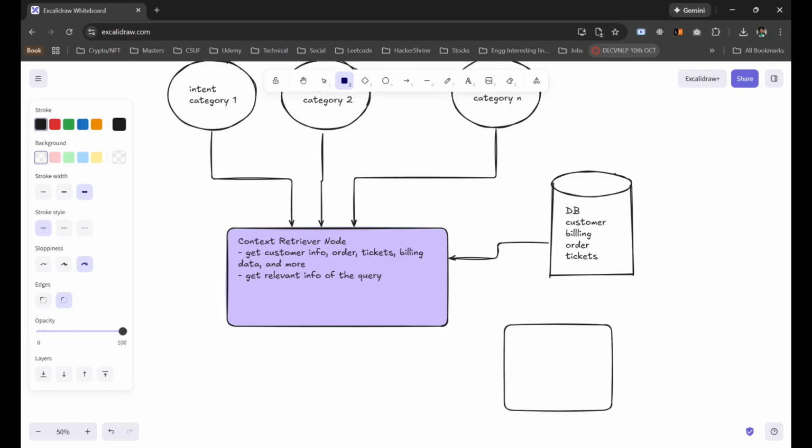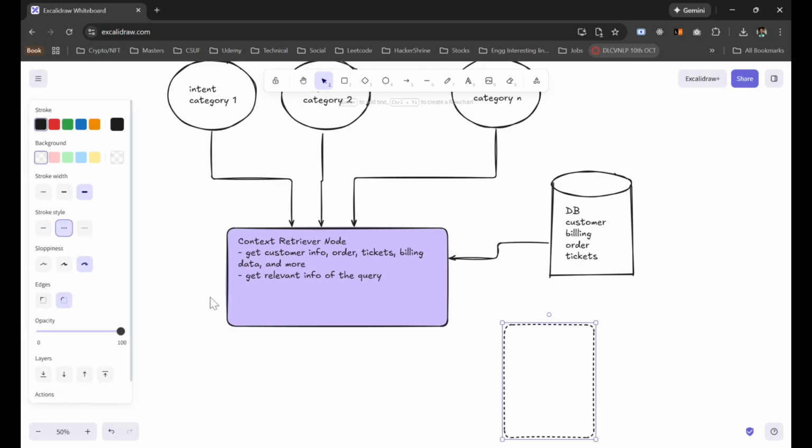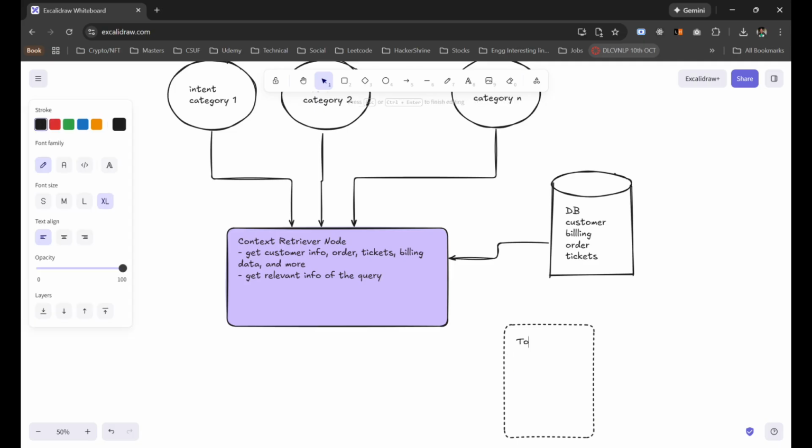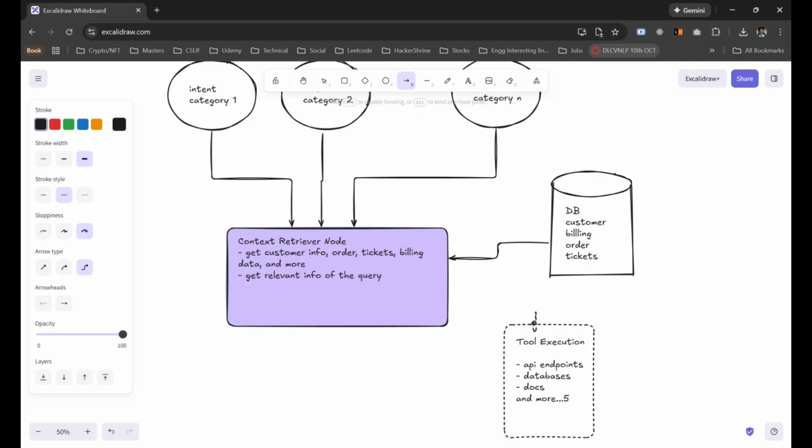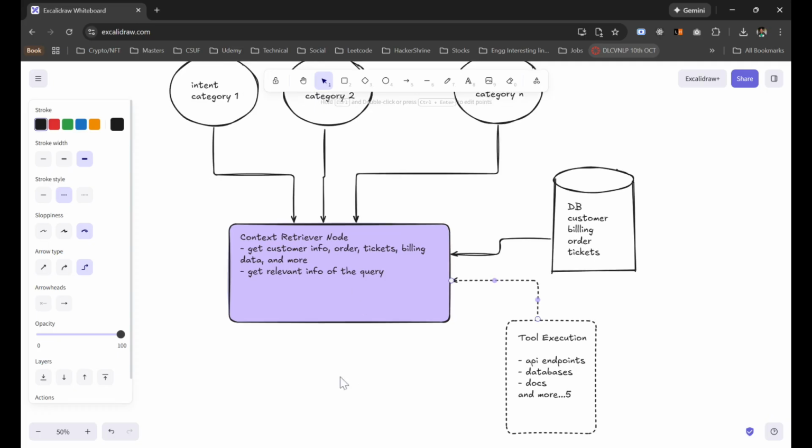So we could have one section over here whose main purpose is to do tool execution. When I say tool execution, the intent is it goes to different API endpoints that we need to call, or databases again. This database is different from this database. It could be something related to the issue, some recent issues, tickets, documents that we have. So all of this would be over here. So we can start gathering that information also and pass it to the context retriever node.